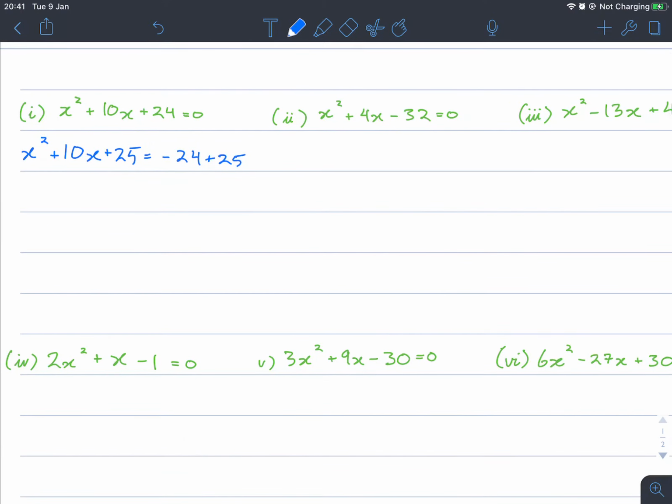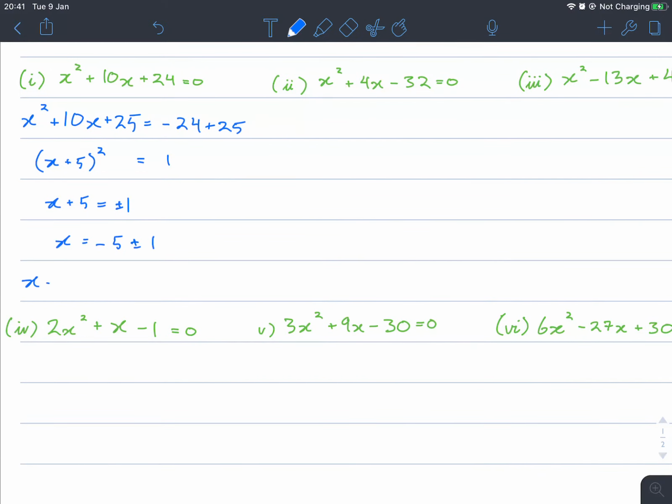This will give me 1 on the right hand side, and x plus 5 all squared on the left hand side. Just a reminder, what goes inside the bracket here is always going to be half this coefficient. Okay, we take the square root of both sides, we get x plus 5 equals plus or minus 1. This will give us x equals negative 5 plus or minus 1. Let's solve this. x equals negative 4 on the positive, and x equals negative 6 with the negative 1.